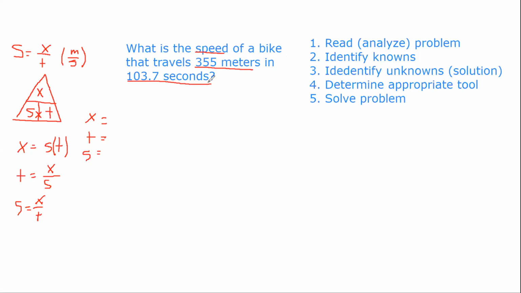All right, so let's identify what we know. What did it give us? It gave us 2 numbers. It gave us 355 meters, and it gave us 103.7 seconds.